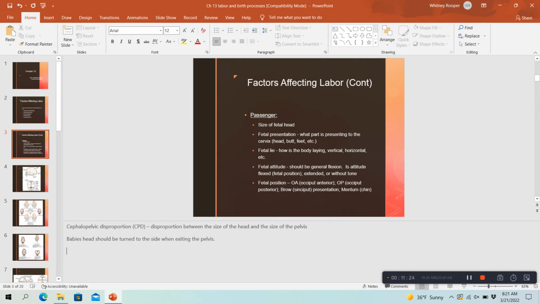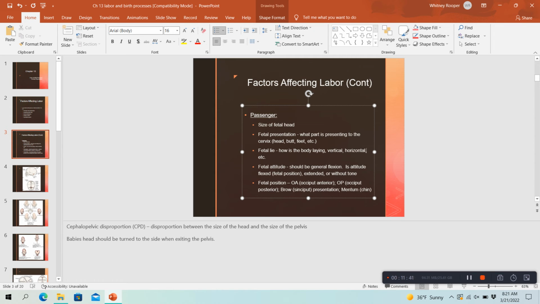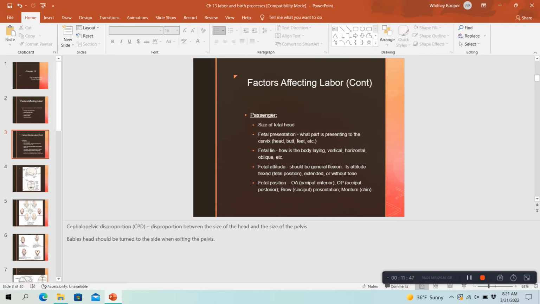After that, we look at how the baby is lying. Is it lying transverse, or what we call oblique, when it's not quite somewhere in between this way and this way? It's called oblique, transverse, or actually coming straight down, vertical like it should. And then the attitude, of course, should be flexed. And then the last thing is OA or OP.